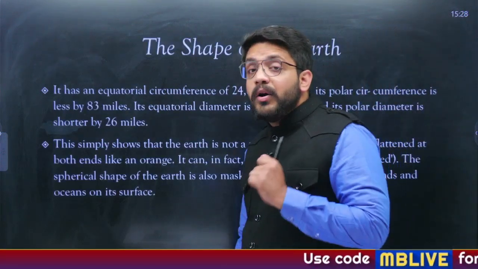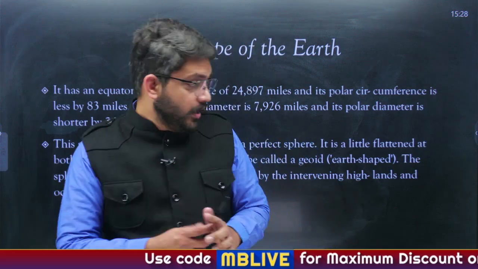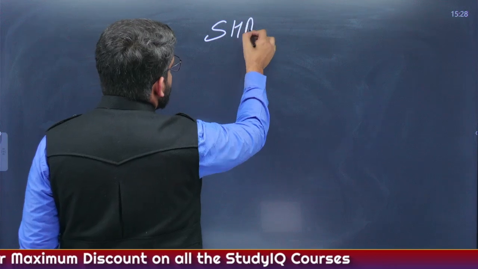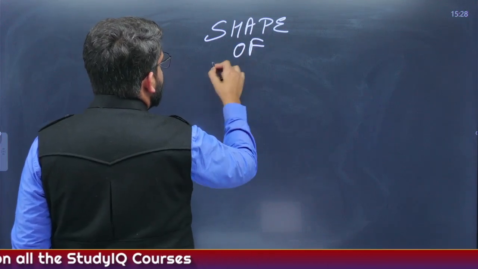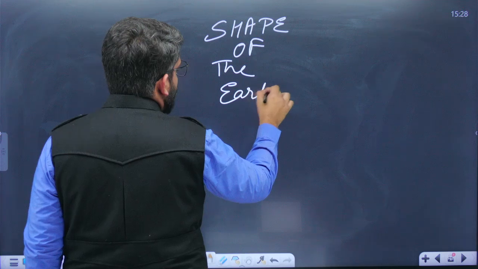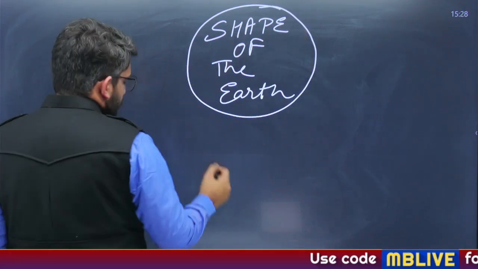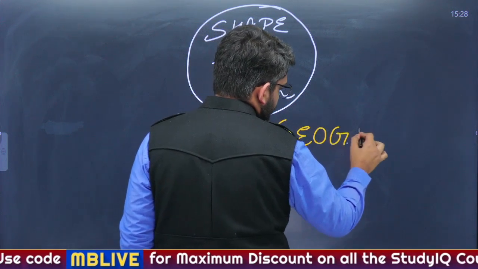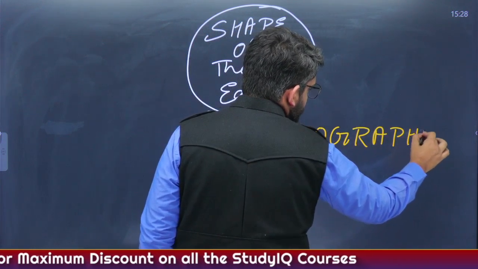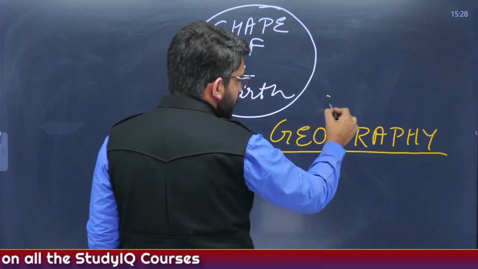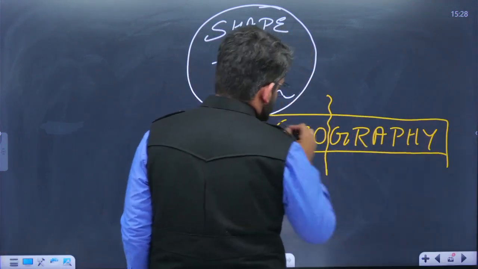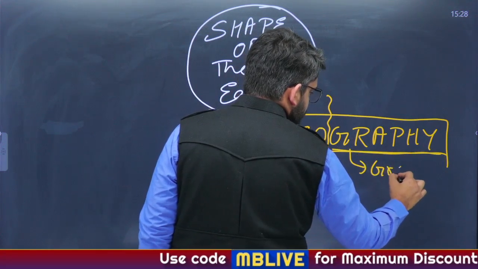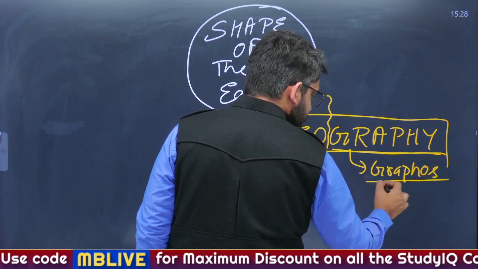Now, the most important thing of this chapter is the shape of Earth. This is very important to understand. We are studying geography. The word geography contains 2 words. One is geo, one is graphy. Graphy came from the word graphos. Graphos means to study.